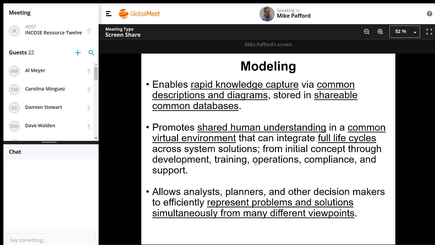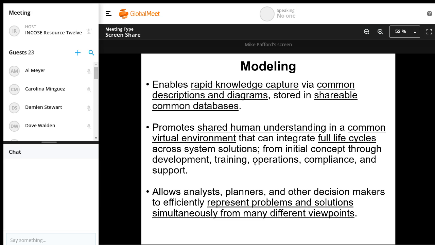For example, when we talk about modeling, we tell them it's rapid knowledge capture via common descriptions and diagrams stored in shareable common databases. While going over these points with them, we always emphasize that modeling diagrams and descriptions use defined syntax and semantics, and that's a value that all the healthcare experts understand completely, having to use their own and making sure that they have a shareable and common syntax and semantic set. We also say that modeling promotes shared human understanding in a common virtual environment that can integrate full life cycles across all system solutions from initial concept through development, training, operations, compliance, and support. And compliance is a big one for the healthcare folks.